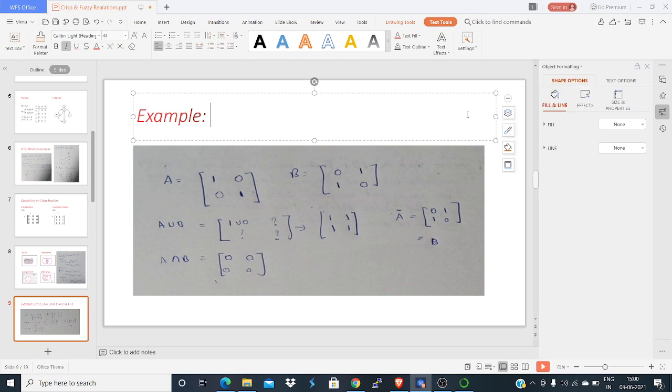So now we can find the resultant. A union B: 1 union 0 is 1, 0 union 1 is 1, 0 union 1 is 1, 1 union 0 is 1. And the resultant matrix of A intersection B is going to be 0 0 0 0. And for the A complement, it is 0 1 1 0, which just happens to be equal to B.